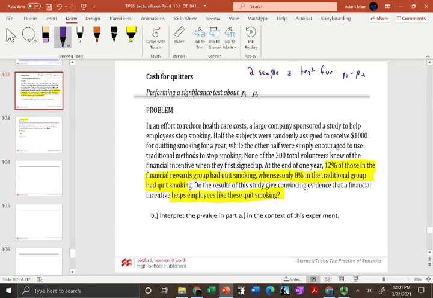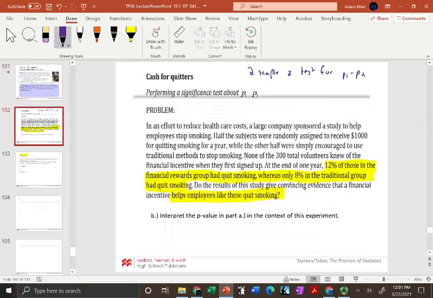In an effort to reduce healthcare costs, a large company sponsored a study to help employees stop smoking. Half of the subjects were randomly assigned to receive $1,000 for quitting smoking, while the other half were simply encouraged to use traditional methods to stop smoking. None of the 300 total volunteers knew of the financial incentive when they first signed up. At the end of 1 year, 12% of those in the financial rewards group had quit smoking, whereas 8% in the traditional group had quit smoking. Do the results of the study give convincing evidence that a financial incentive helps employees like these quit smoking?